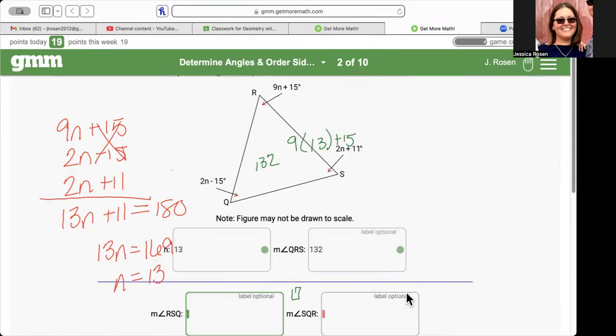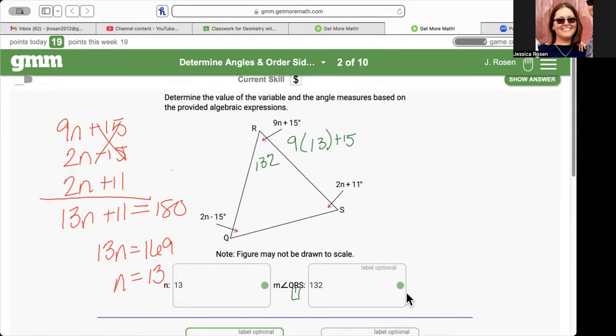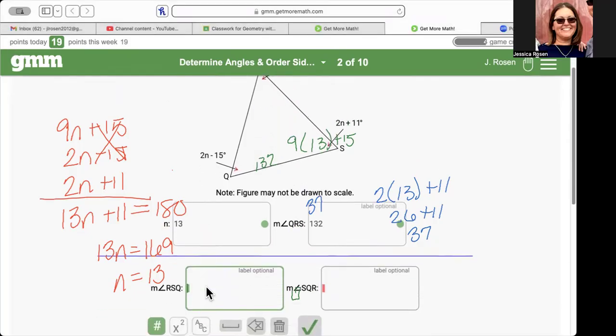Okay, then it gets me S is what the next one wants. So let me go back to my pencil. And for S, because again, it's in the middle, it's going to be 2 times 13 plus 11. So that's 26 plus 11, which is 37. And again, you could just put it in your calculator, make sure you don't make any mistakes. There's too many steps here to be making that kind of error. So that's 37. So let's type that in.